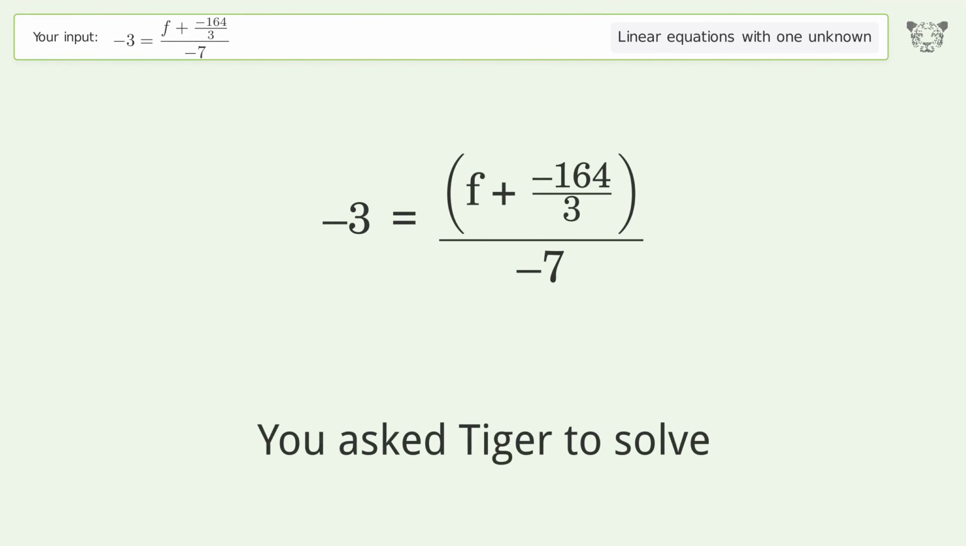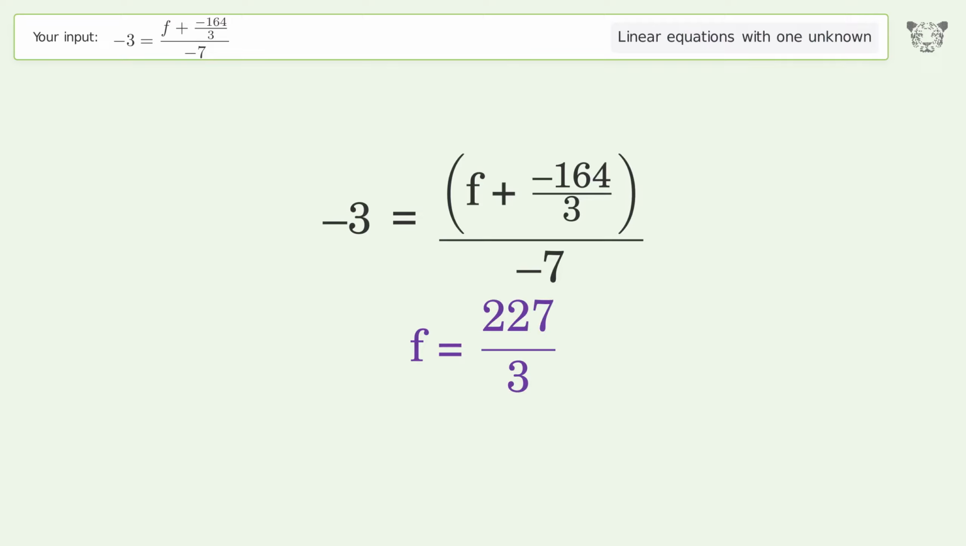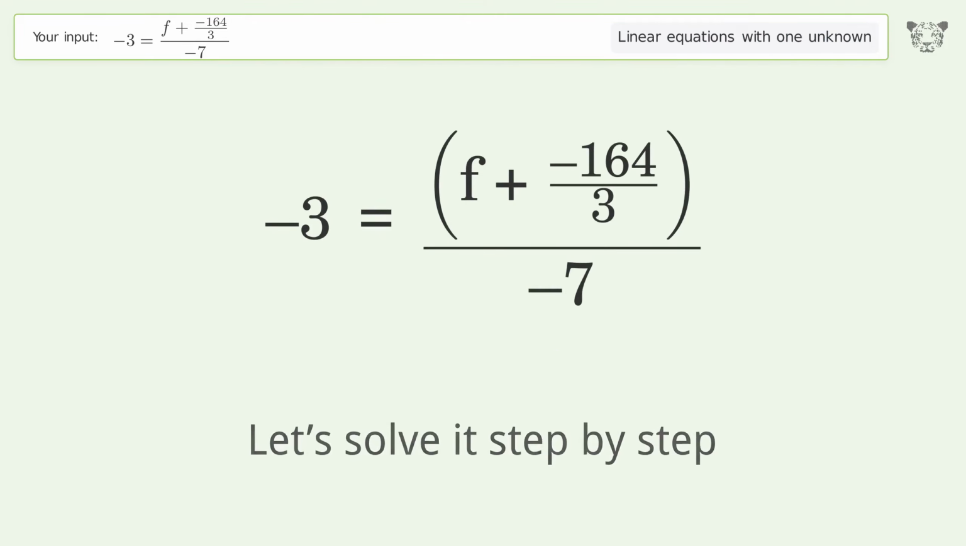You ask Tiger to solve. This deals with linear equations with one unknown. The final result is f equals 227/3. Let's solve it step by step.